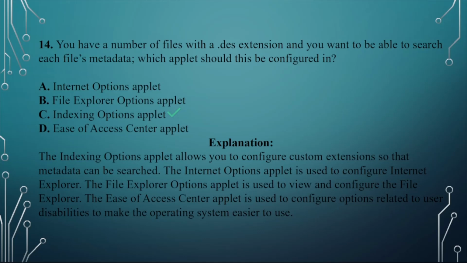The File Explorer Options Applet is used to view and configure the File Explorer. The Ease of Access Center applet is used to configure options related to the user or to user disabilities to make the operating system easier to use.